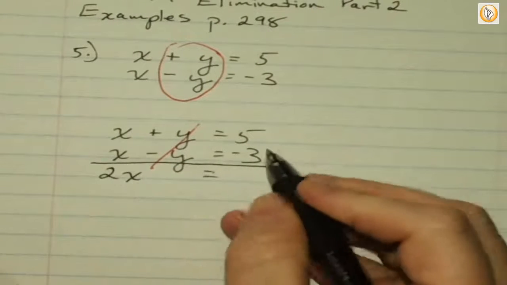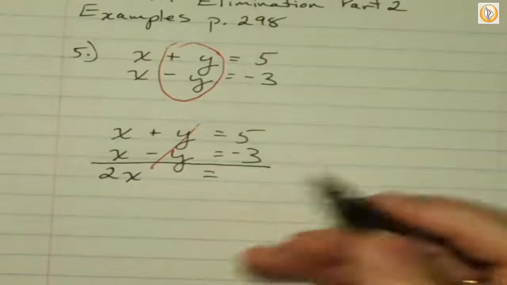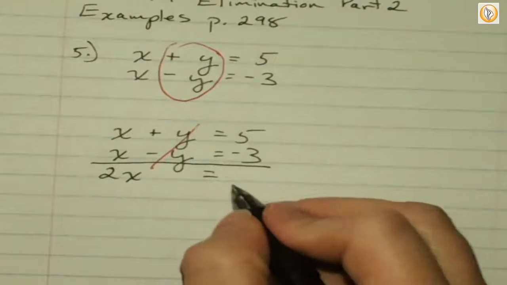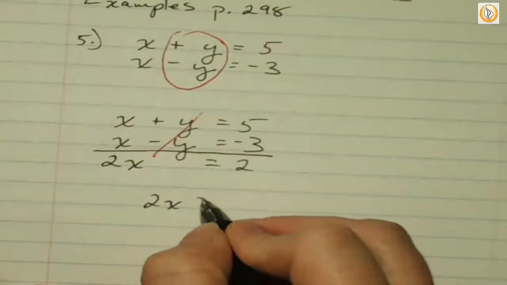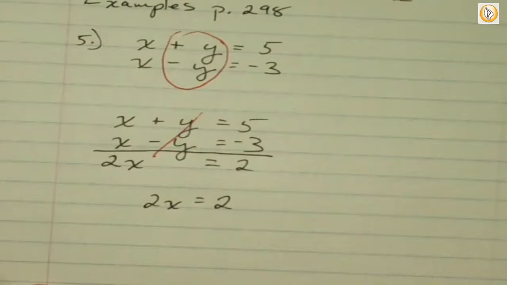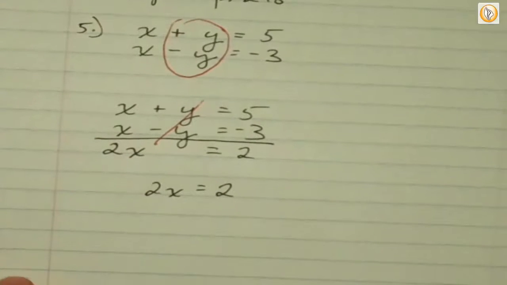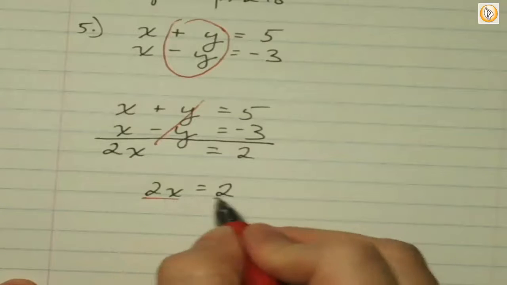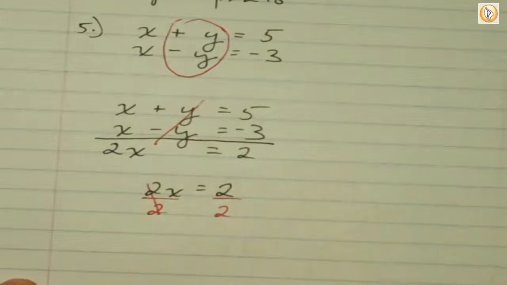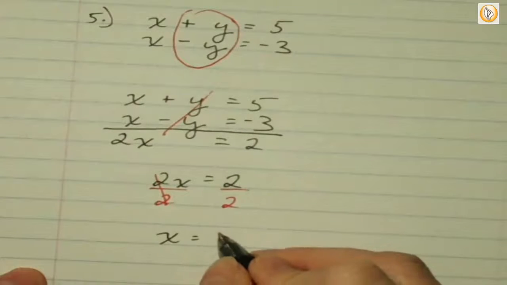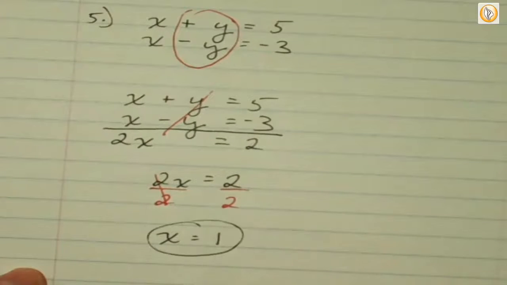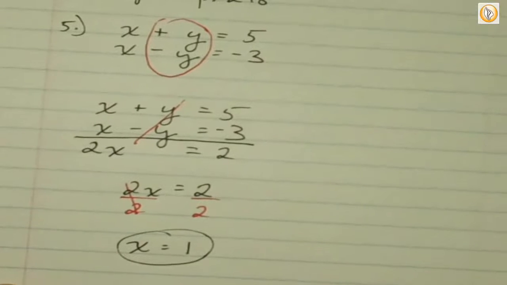2x equals, Cecilia, what's 5 minus 3? 2. There you go. Okay, so I have 2x equals 2. Michael, how do I solve for x? You divide 2 on both sides. Perfect. And I get x equals 1. Okay, there's my first part of my solution.